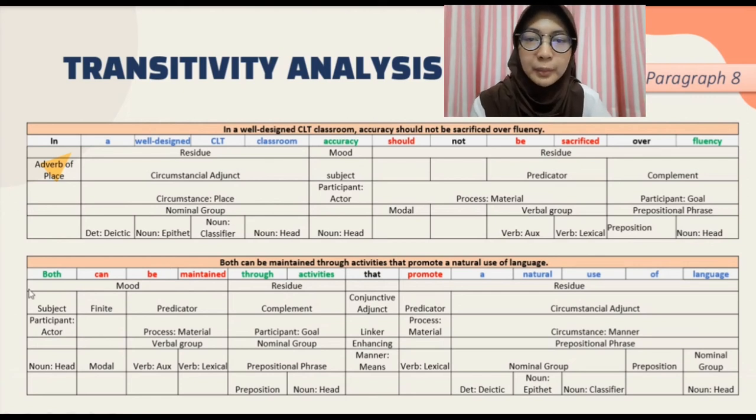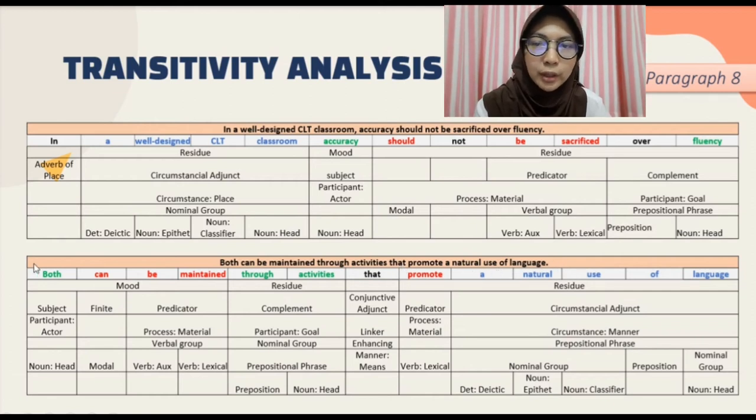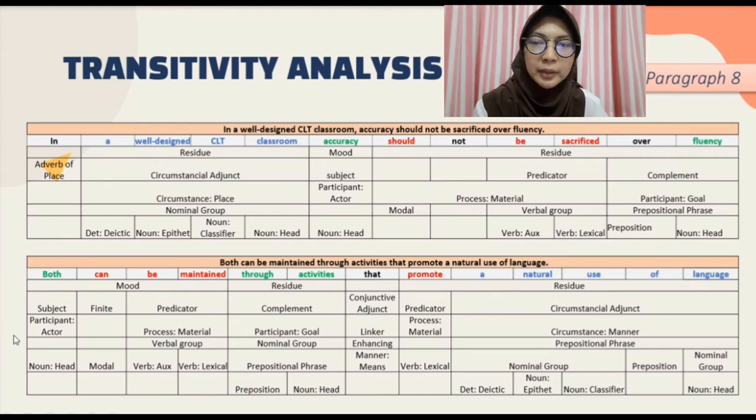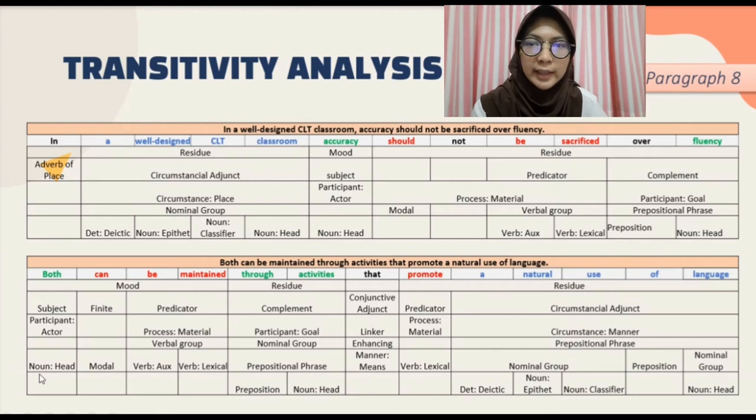Next, "but can be maintained through activities that promote a natural use of language." The first one is but can be maintained. It is the mood, and but here is the subject, also the participant actor, and also the noun head. Can be maintained: can is the finite, and be maintained is the predicator. Can is also the modal. Be maintained here is the process material and also the verbal group, where be is the verb auxiliary and maintain is the verb lexical.